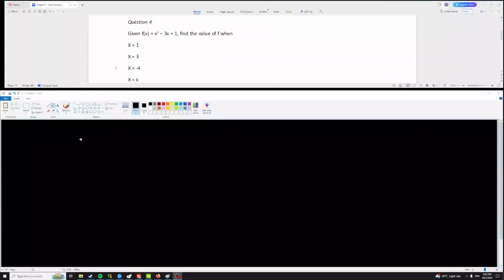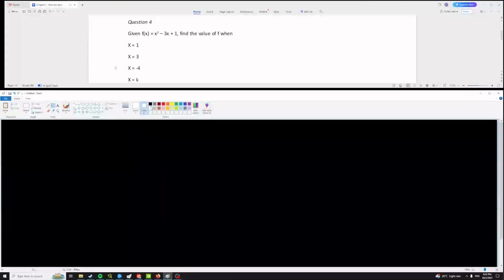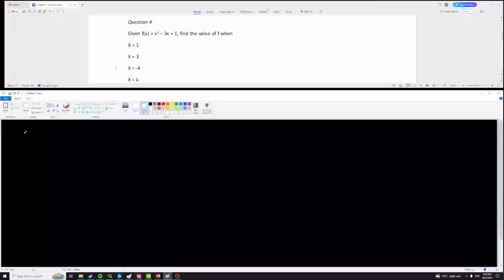Okay, hello everybody. So I will be demonstrating the answer for how to answer question 4 for tutorial chapter 3. Alright, so let's get started. Okay, so we have f(x). This one is correct.